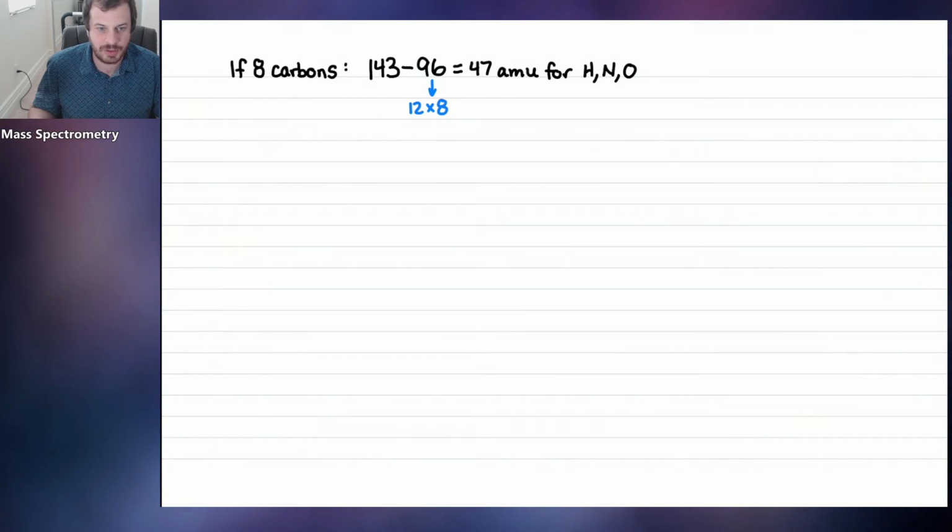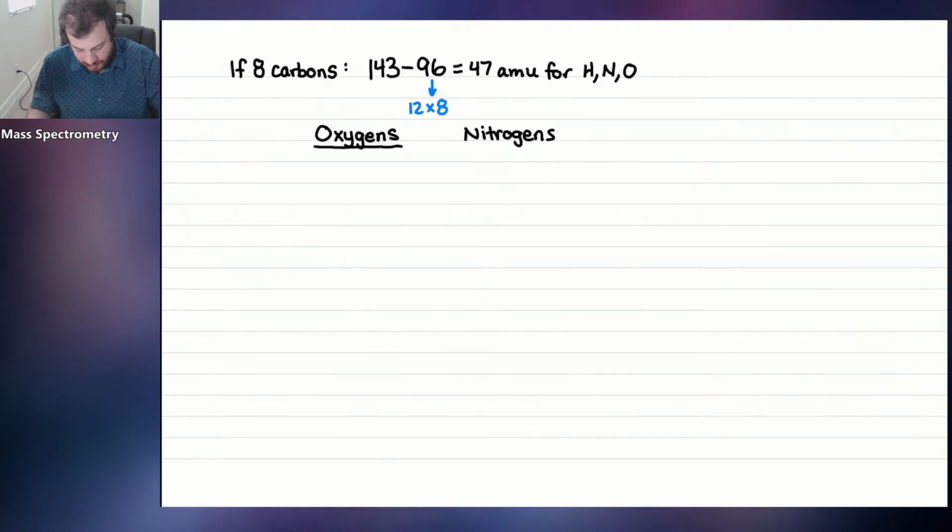Now we can make a table and try and figure out some reasonable molecular formulas. So let's make a table. Column 1 will be oxygens. Column 2 will be nitrogens. And column 3 will be 47 minus the mass of the oxygens minus the mass of the nitrogens. That is going to equal the number of hydrogens, since hydrogens just weigh 1. And then we can figure out the formula.